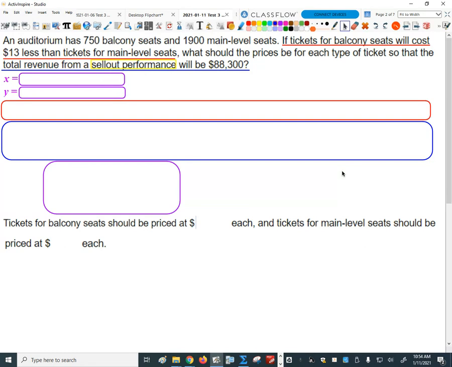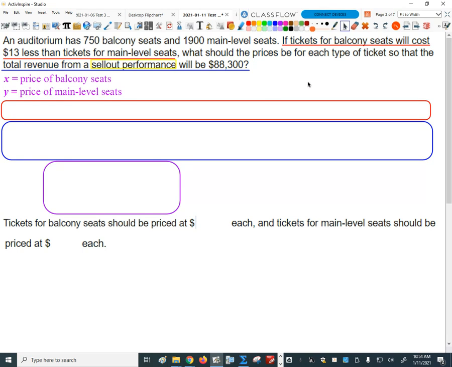So first of all, Akira, what are the variables here? What are the unknowns? Now look at the question again. It says, what should the prices be for each type of ticket? So you want to maybe change that slightly? There you go. Good. So the price for each kind of ticket. So we'll let X be the price of the balcony seats, and let Y equal the price of the main level seats. Okay.